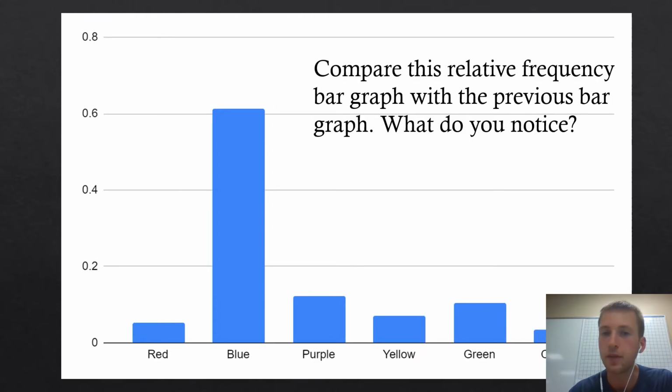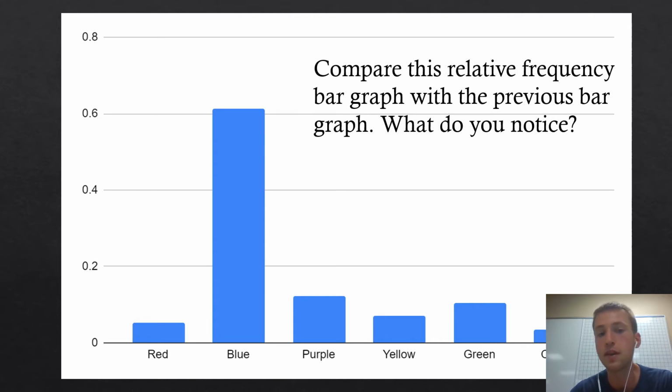And what we have here is not a bar chart, but a relative frequency bar chart. So what I want you to do is go back just a few seconds to the previous chart and see what do you notice about the two charts. In this case, our x-axis is exactly the same, right? We have red, blue, purple, yellow, green, orange. That's your color preference. Our y-axis is different though.